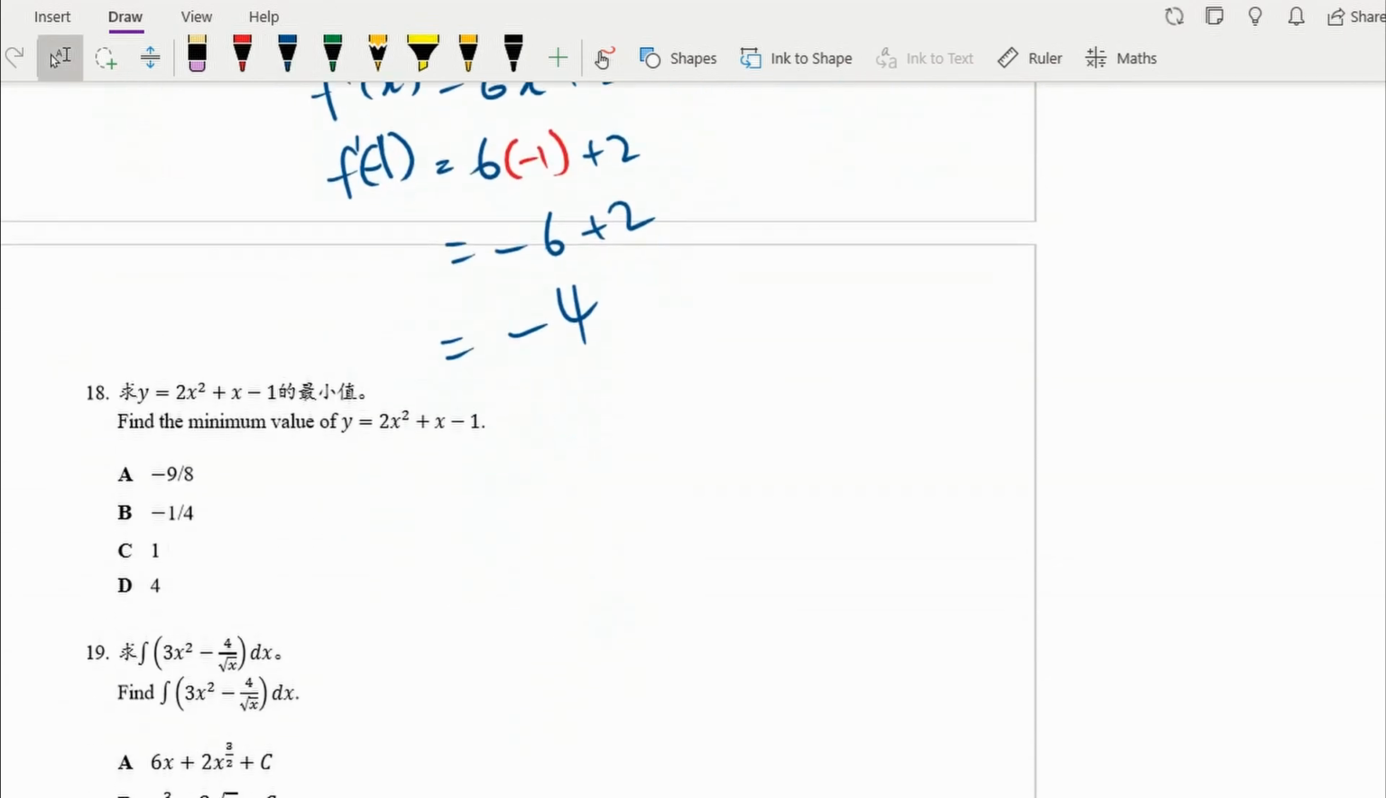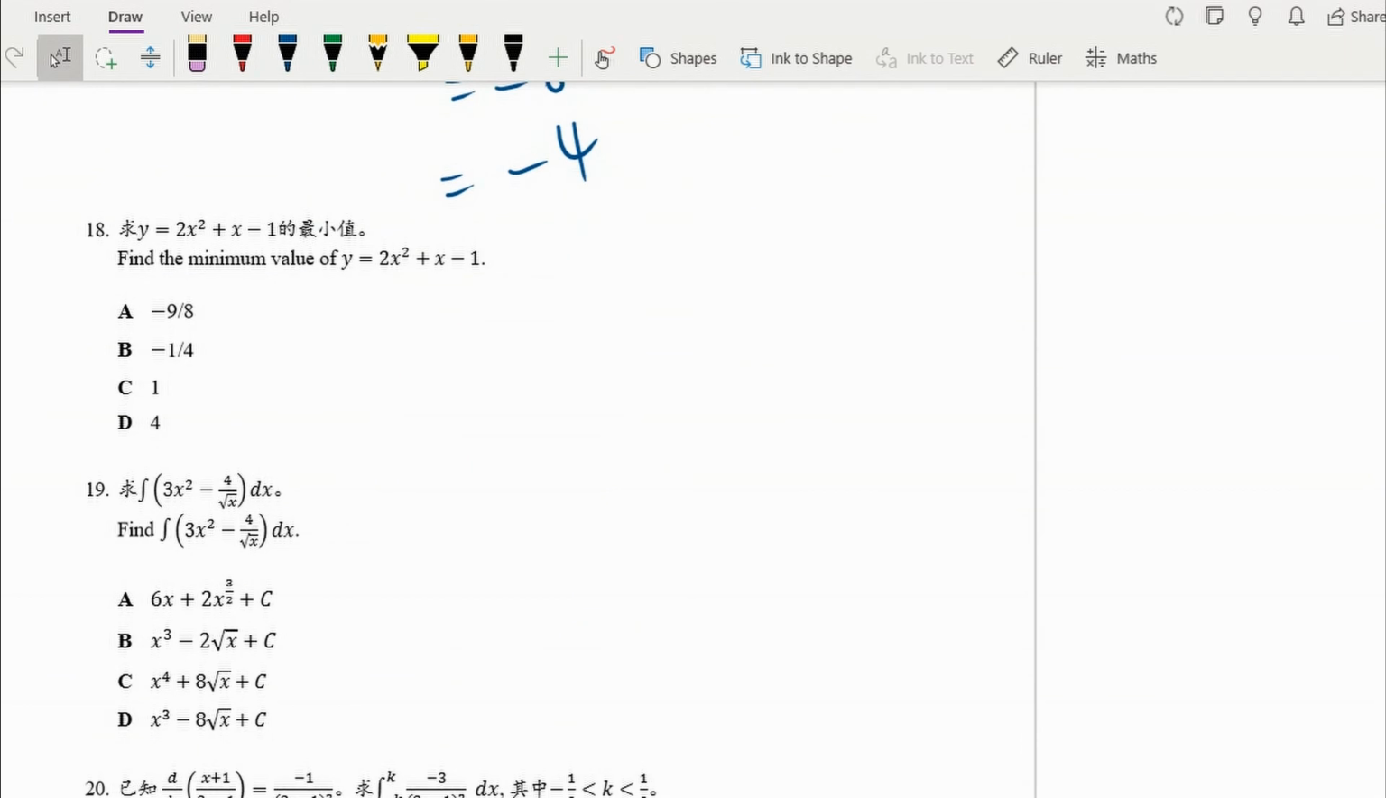Okay, question number 18. Find the minimum value of y equals 2x squared plus x minus 1. Oh, this is actually an optimization problem. Because this is a quadratic equation, you can actually use completing the square, or you can differentiate twice. Which one is easier? I think we do the differentiation.